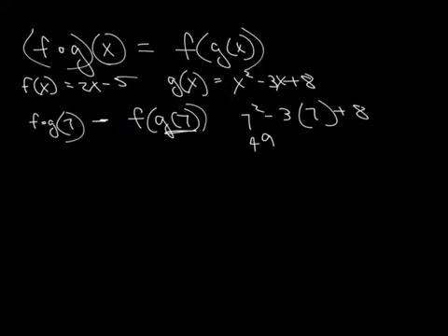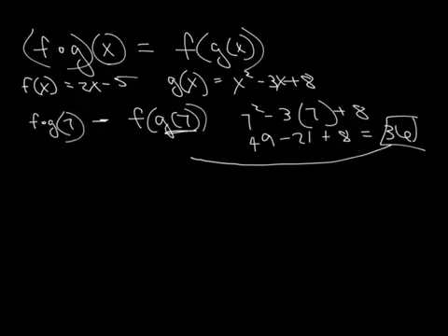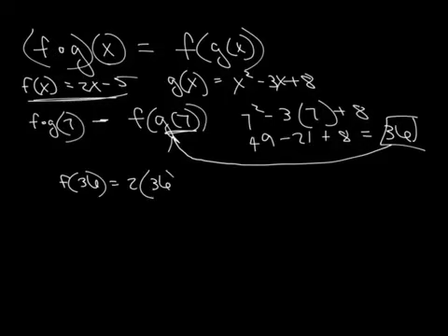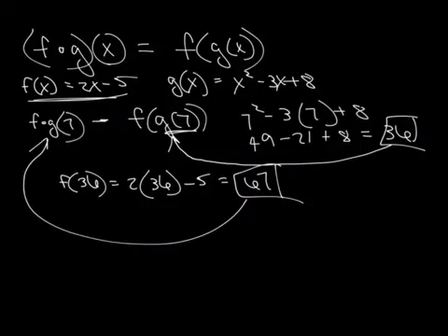And we're going to get 49 minus 21 plus 8, which is going to equal 36. So now that is the number I am going to put in for here. G of 7 is 36. So I'm going to put f of 36 in there. So now I'm going to take my original problem, this one right here, okay, and I'm going to get, let's see, 72 minus 5, 67. So that is my final answer for f composite g.